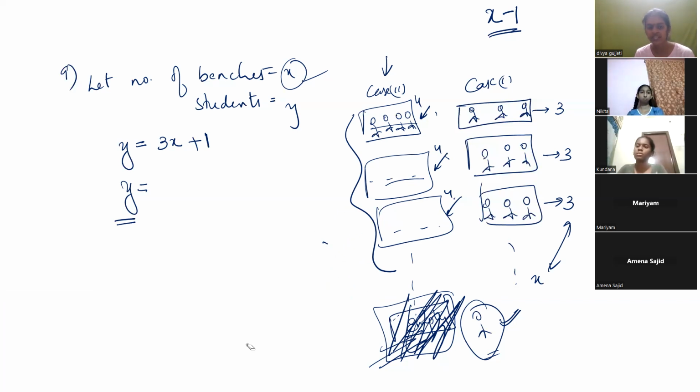Got it? So here total benches are X. So how many students are there? They are sitting 4 students in each bench and there are X minus 1 benches.